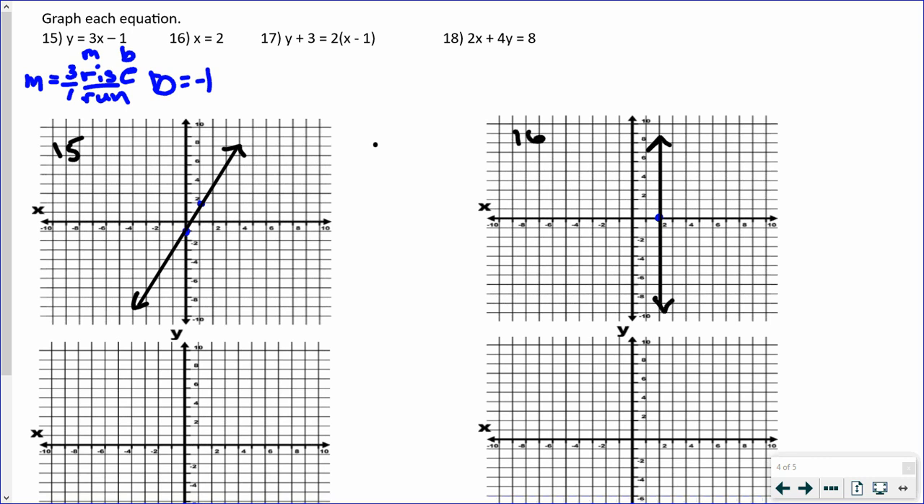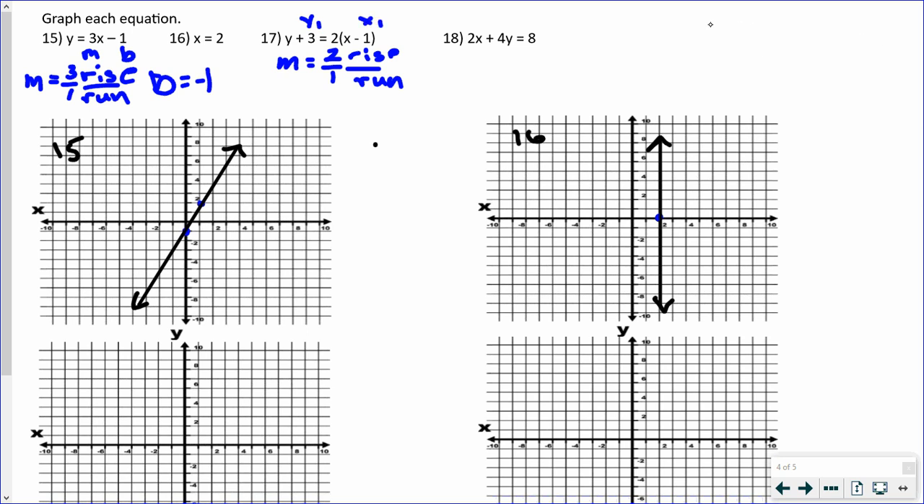So that's number 16. Number 17 is in point slope form. So the slope is 2. I'm going to write 2 over 1 because we're going to use rise over run. And this is my y1 and this is my x1.